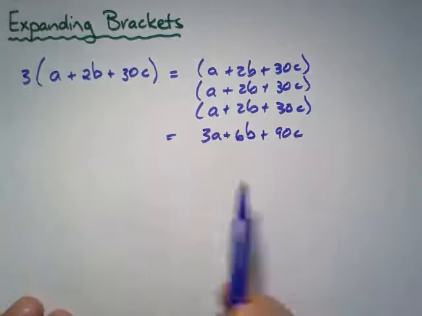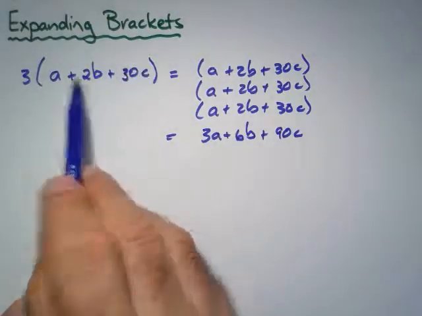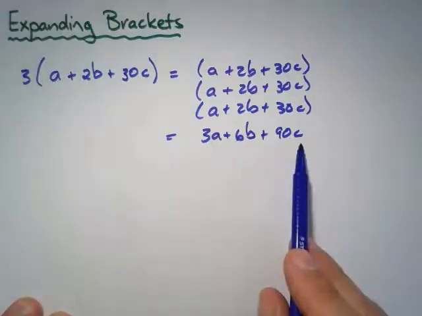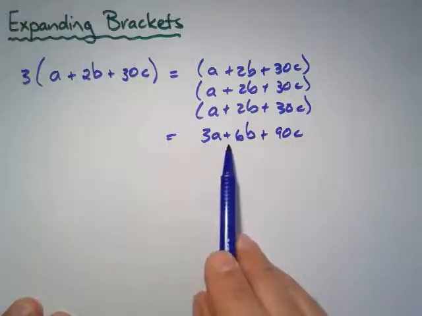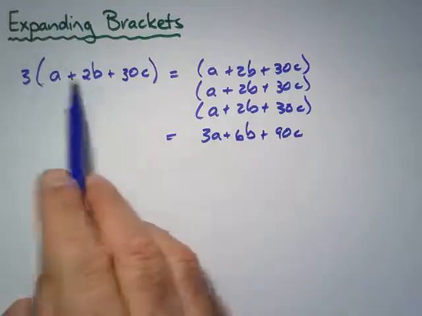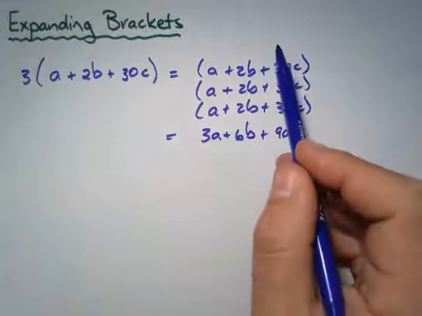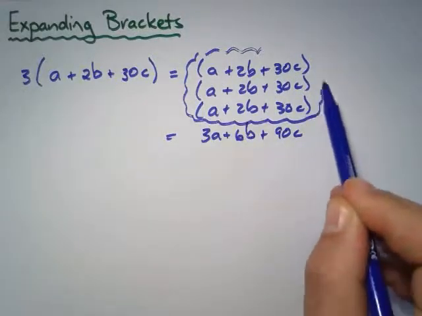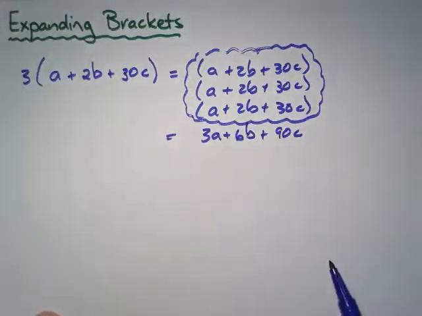Okay, so what we can see then is that 3 of these bags, if I get rid of the bags, if I expand the bags and put everything inside together, there will be 3 apples, 6 bananas, and 90 cherries. So this is exactly the same as that. Now, you don't want to do this whole exercise every time. That would be, in maths, quite problematic.